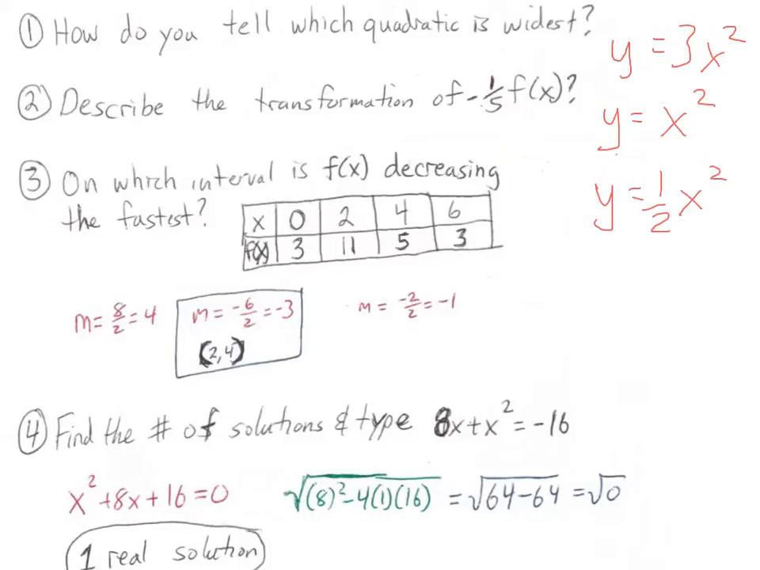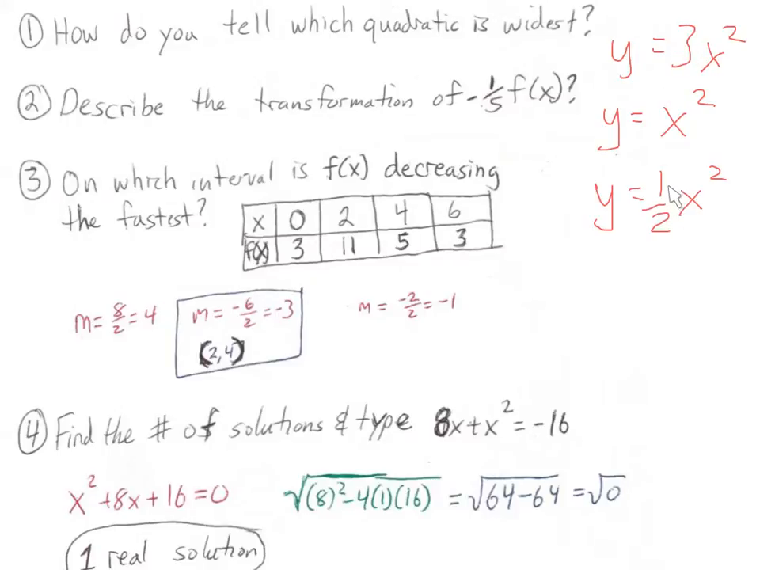Now, what you notice is the a value in front is what tells you about wide and narrow. It's the vertical stretch or shrink. And if you think about it, the larger the a value, the more of a stretch it is. And the more stretch it is, the more narrow it gets. So basically, the larger the a value, the narrower it gets. So the smaller it gets, you're doing a vertical shrink.